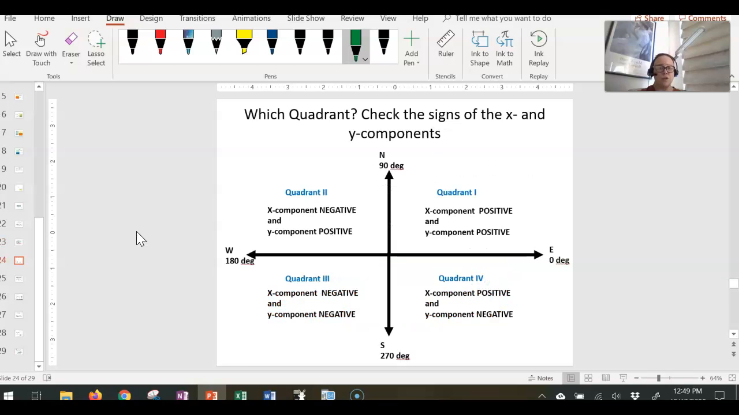Recall that if something points in quadrant 1, it has positive x and y components. In quadrant 2, the x component is negative and the y component is positive. In quadrant 3, both components are negative. And in quadrant 4, the x component is positive and the y component is negative.